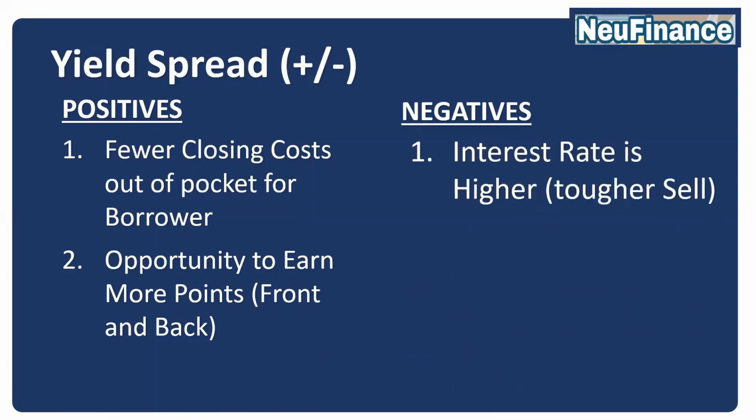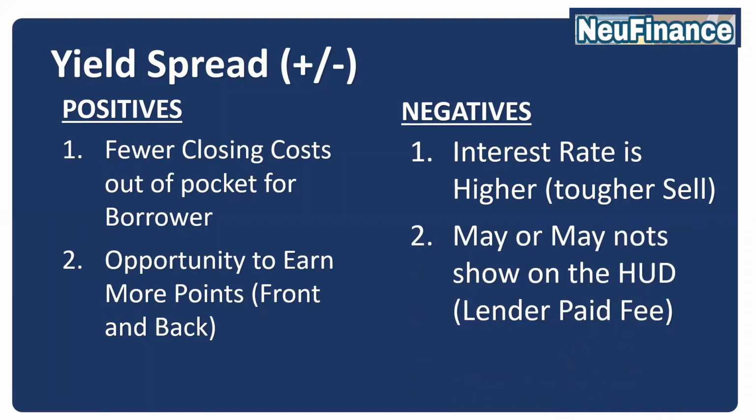Now the negatives, obviously, it's a higher interest rate. So it's a tougher sell to the borrower, depending on who you're talking to. And then also that yield spread may or may not show on the HUD. If it does show on the HUD, the settlement statement, then it will most likely show as a lender paid fee, which most borrowers don't care about. But if the borrower is sharp, they might notice the lender paid fee as a yield spread, and they might get kind of annoyed by that towards the closing. But typically borrowers don't balk at points paid by the lender.